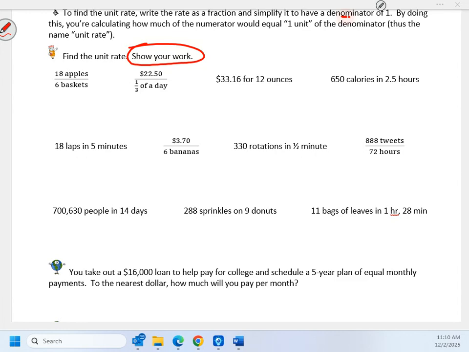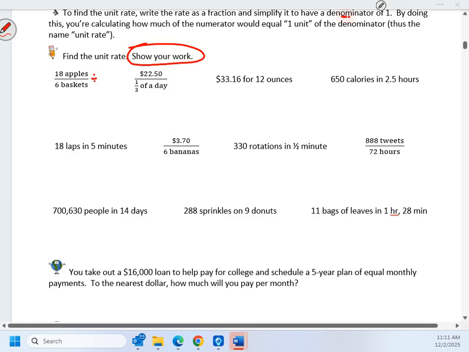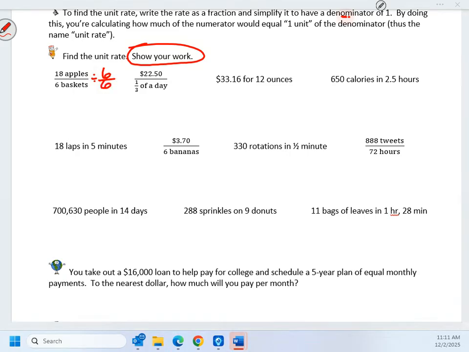So what is my scale factor for 18 apples in 6 baskets? What am I gonna do? Am I dividing or multiplying? Holland? Divide. What am I gonna divide? 6. Yeah, I'm dividing out by that factor of 6, because 6 divided by 6 is 1.